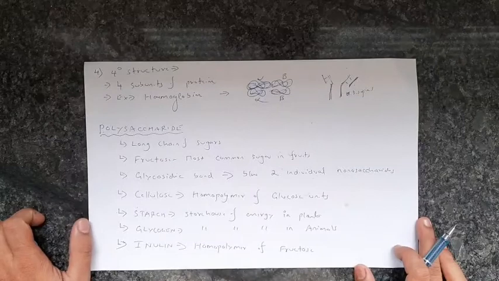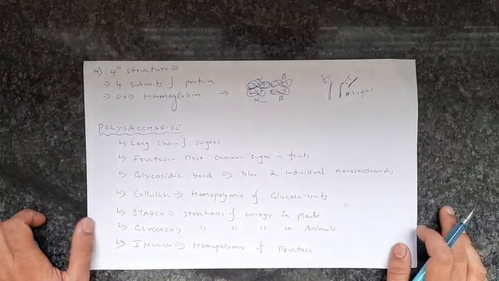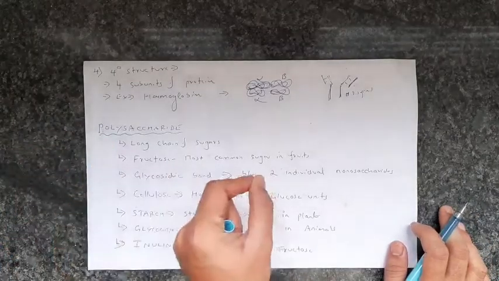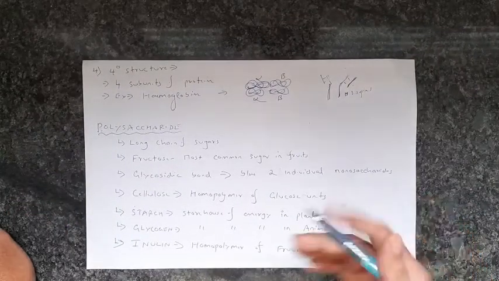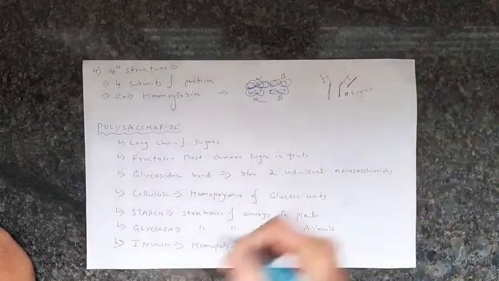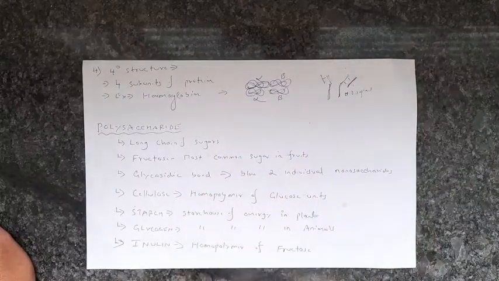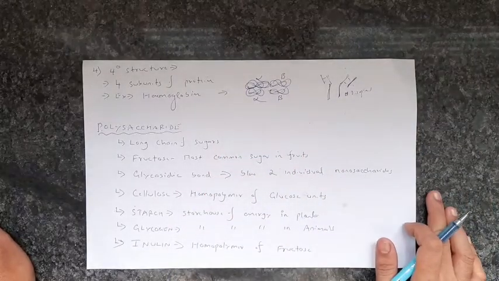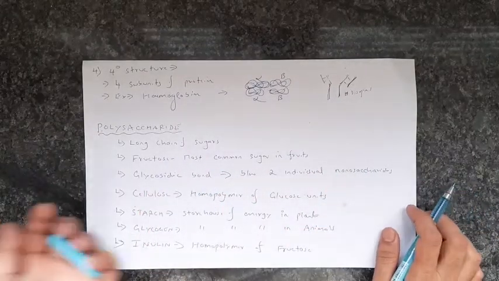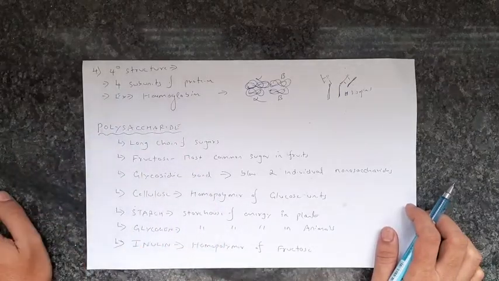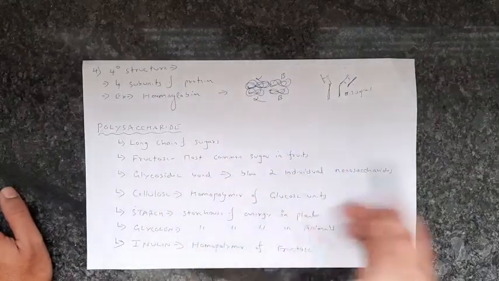Polysaccharide, normally cellulose and glycogen are very good examples of polysaccharides. These are long chains of sugars. Here it could be homopolymer or heteropolymer, both are seen. Got it? For example, you take cellulose. Cellulose mainly contains only glucose, correct? Glycogen is also made up of glucose units, that is monomeric units. Fructose is very common in fruits. Okay, actually it's not a polysaccharide, it's a monosaccharide, but it's very commonly seen in fruits.